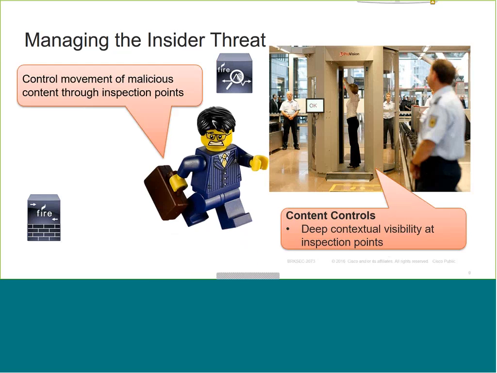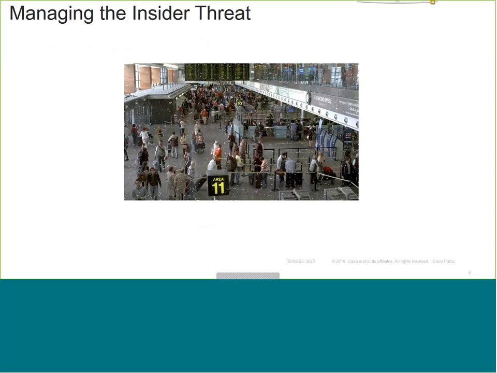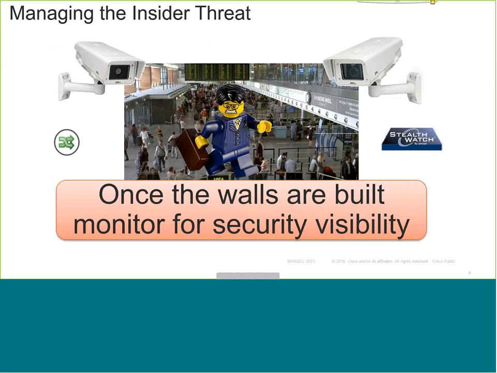In addition, we then put some content inspection in. We do inspect exactly what's going through at the particular pinch points, and in this case, using Firepower, this allows us to control what you are bringing into the secure zone or the secure part of the network. Finally, once you are through into that side of the area, into the network, we're going to monitor for security visibility, and that's where StealthWatch comes in using NetFlow.